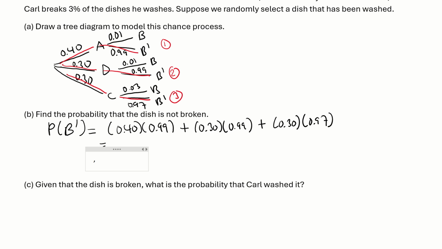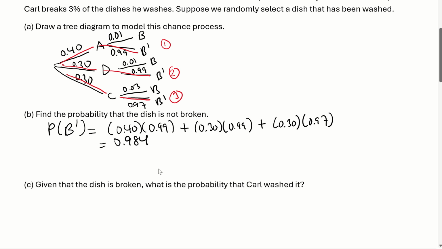All right, so we'll go ahead and multiply these together. 0.4 times 0.99. Okay, so we got 0.984. So 98.4% of the dishes have a chance of not being broken.